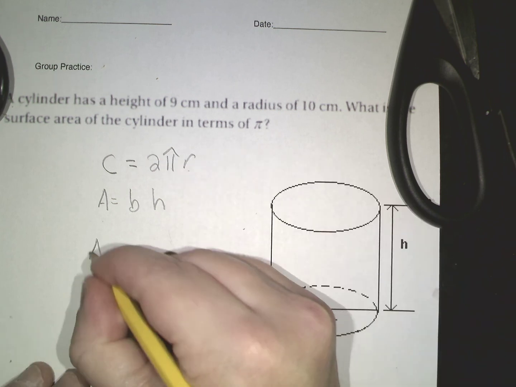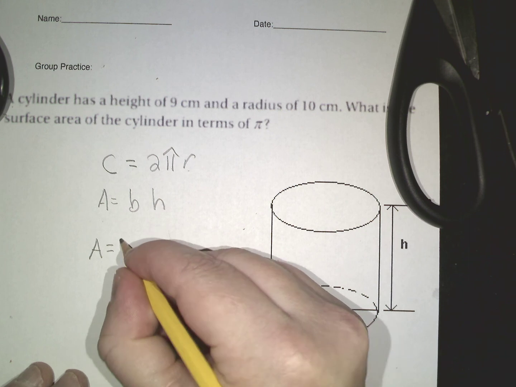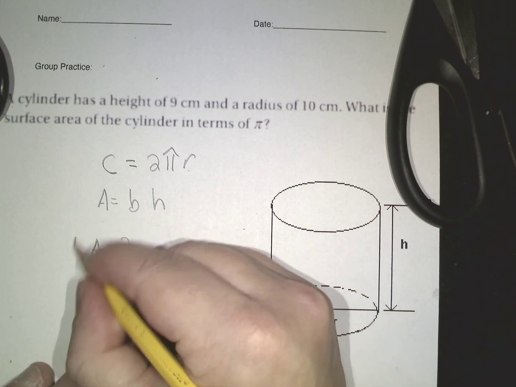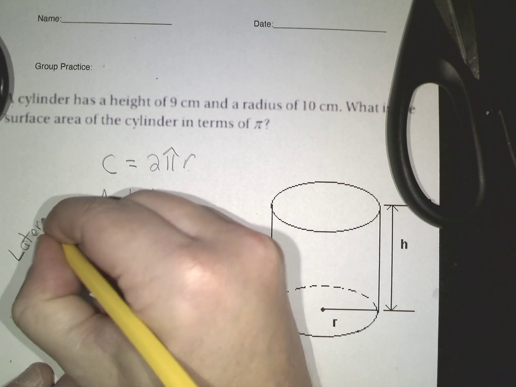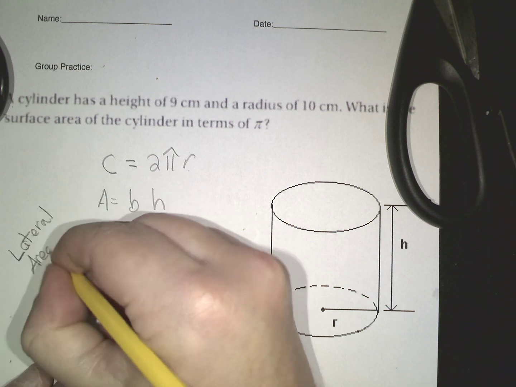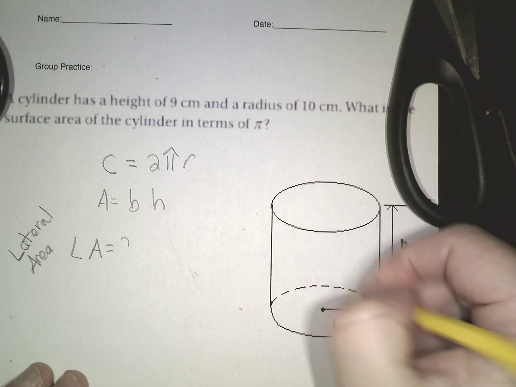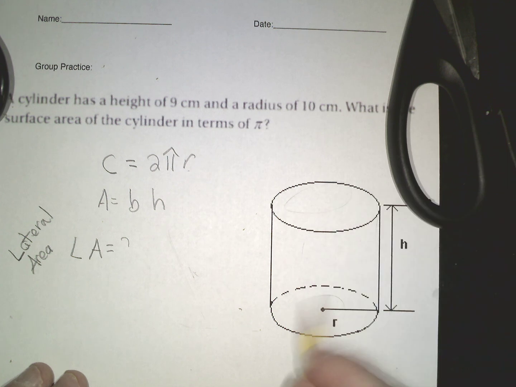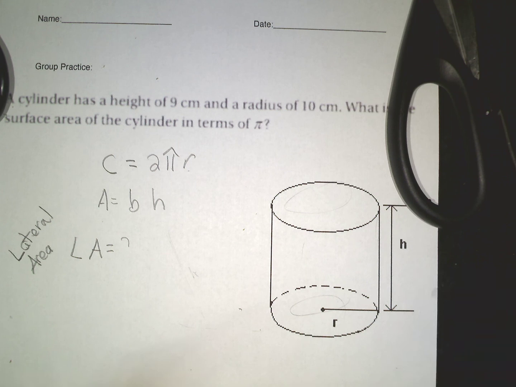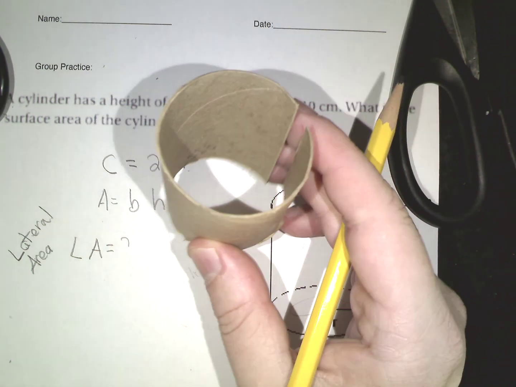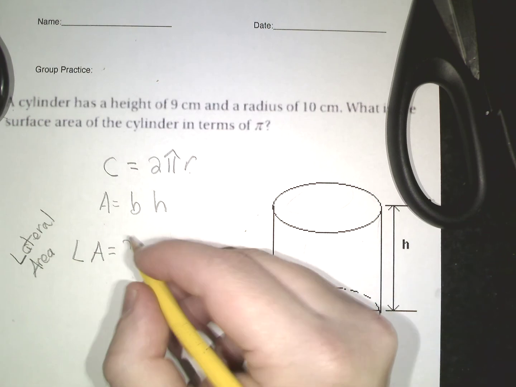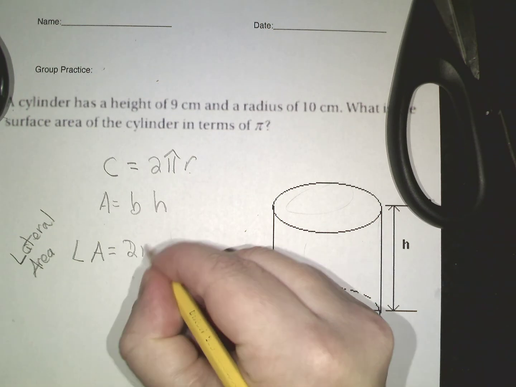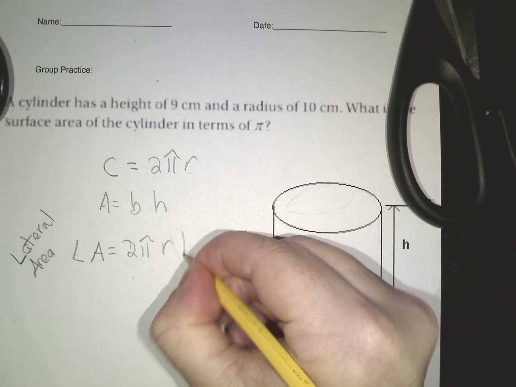So the area is, well, we're going to call this the LA. LA is lateral area, which you remember from yesterday's lesson, means just the outside. Not the circles, not the bases. Just the stuff on the outside. Just the cardboard in the paper towel roll. So lateral area then is base 2 pi r times h.